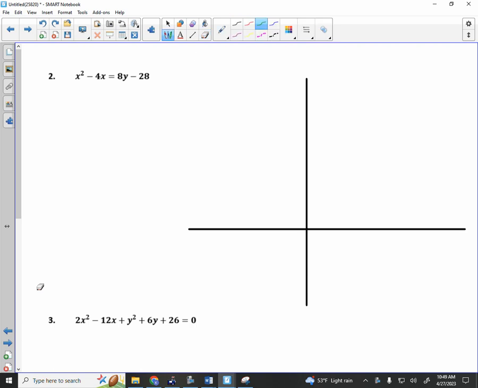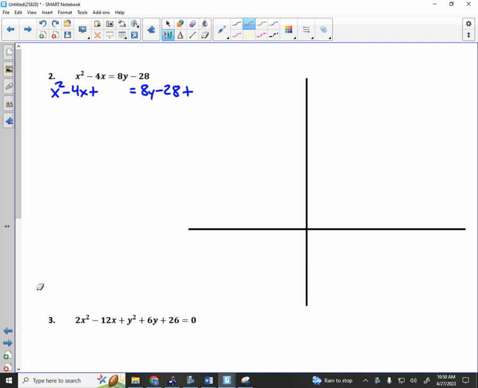20 seconds. Talk with your friend. What shape does that make? Go. All right, I heard it. I heard parabola. Why is it a parabola? It's only one that's squared. And is this going to end up being a y equals or an x equals? Y equals, because there's no y squared. So you're going to be solving for y. Before we do that, we need to complete the square for x. X squared minus 4x plus something is equal to 8y minus 28 plus something.